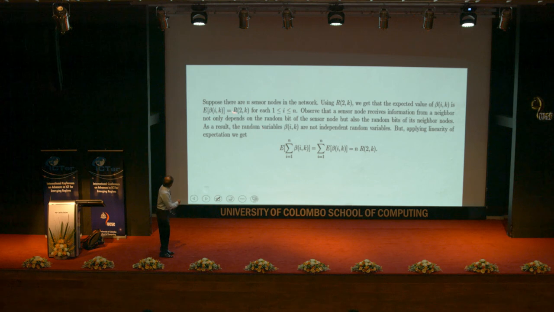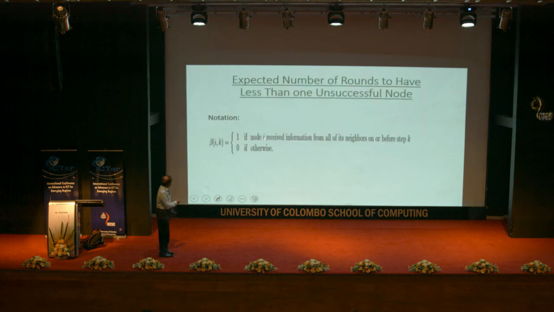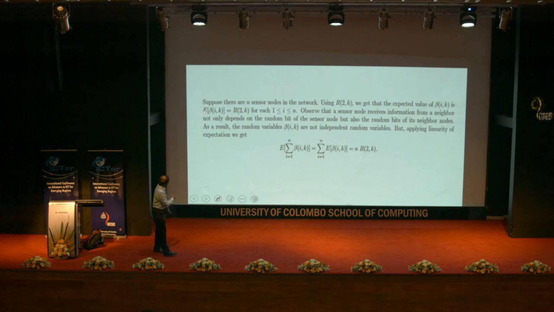And then basically we can show the expected value is this, because all this is saying is the following. It's one if node I received information from all its neighbors before or on step K. So if I am the node I, and I've gotten everything from my neighbors, in this case only two neighbors, at step K, I'm one, otherwise zero. And obviously you compute the expected value of this random variable: probability of success times the value, and so on. And then there are n of them, so you do this summation. For the summation of expected values of random variables, linearity applies, so you can push this out, and then you do this and you get that.